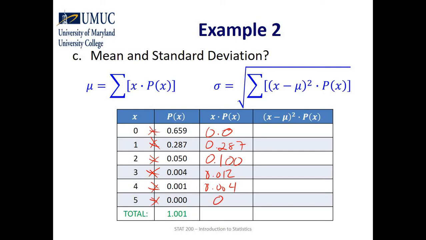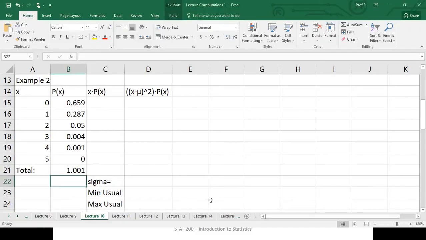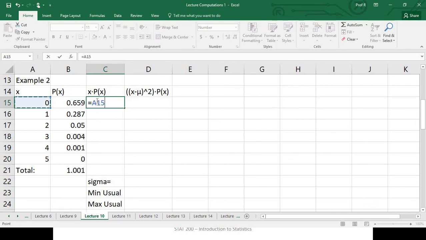I cannot do that summation in my head, so we'll jump over to Excel to do that. But first, let me show you all those terms in a little bit cleaner form. Okay, so let's jump over to Excel, and we're going to set this up again. This equals x times the probability of x. Okay, recall again, I can drag this down.